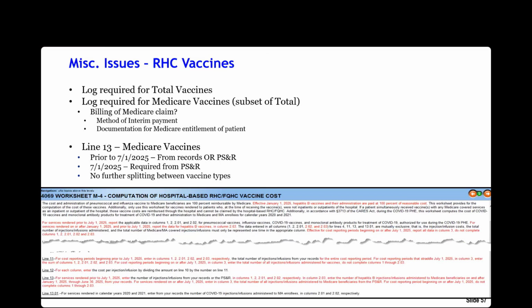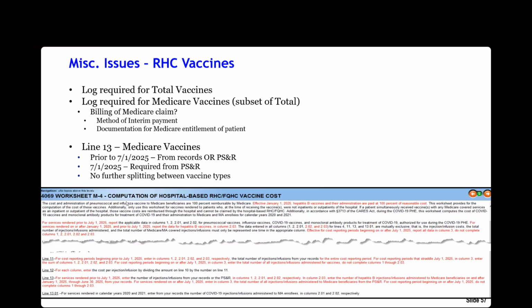If you bill the claim, we can see it in the PSNR, and we know that number needs to be reported there. So the question we've had recently is, was that billing of the Medicare claim required, since you can just report the number and it'll get reimbursed at the end on the cost report? The only way to get an interim payment is to bill the claim, and it'll be reconciled at final settlement. But that billing also serves to document that, yes, it's indeed a Medicare entitled patient and not Medicare Advantage, for example, which would be a separate report. So that's been a question for a little while.